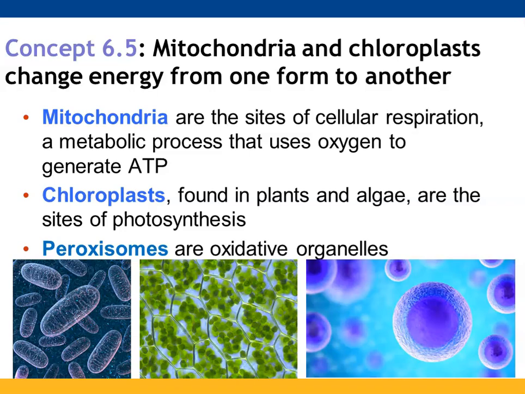Chloroplasts will only be found in your plant and algae cells, and that is where your cells are able to take carbon dioxide and water and use them to make sugar. And they also produce a lot of oxygen. We also have another type of organelle, a peroxisome, which is just an oxidative organelle.